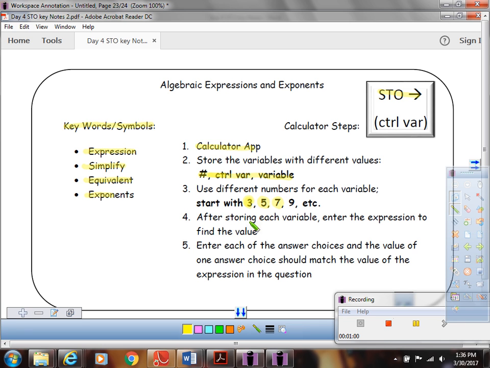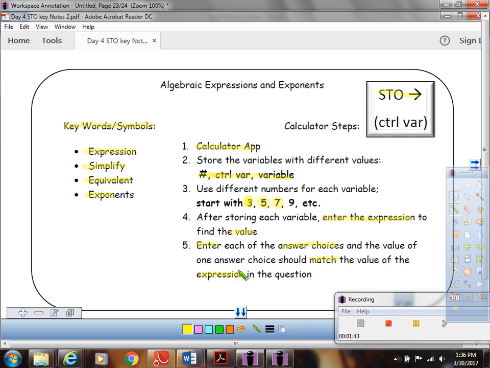So after storing each variable, then enter the expression into the calculator, and then it'll give you a value. Okay, so right now I'm just kind of walking you through the steps. I'll show you in a minute. I'll model it for you so you understand. And then step 5 says enter each answer choice, and the value of one of your answer choices should match the value of the expression.